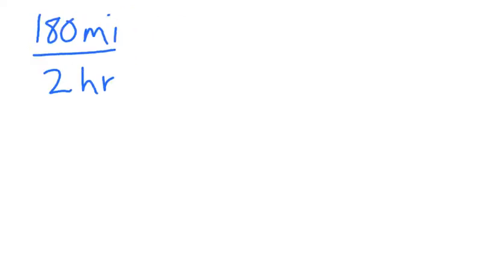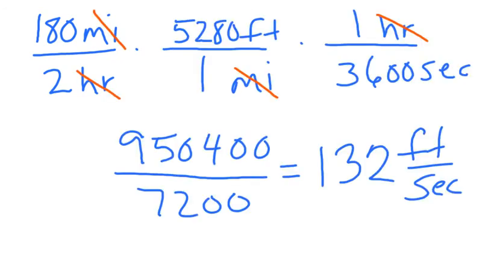Now, you try this one. Change 180 miles in 2 hours to feet per second and find the unit rate. Stop the video, try it. Let the units lead you through the problem. Here's how you set it up. There's how you work it. There's the answer. I hope you got it right.